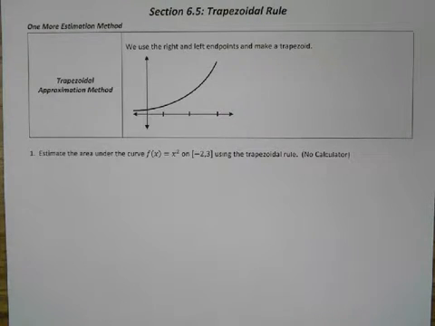Hi everyone, today we're going to be covering section 6.5, and this is about the trapezoidal rule. Our goal really is the same as it was when we were doing rectangular approximations. We're still trying to estimate the area between a curve and the x-axis, but now instead of using rectangles to do that, we're going to be using trapezoids.